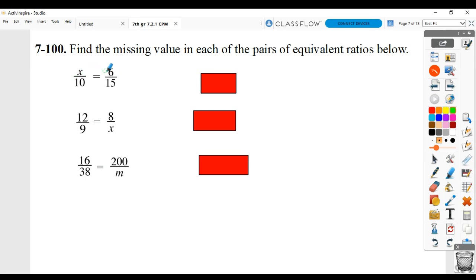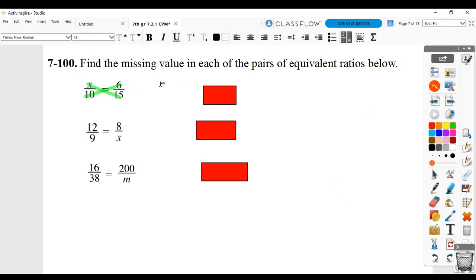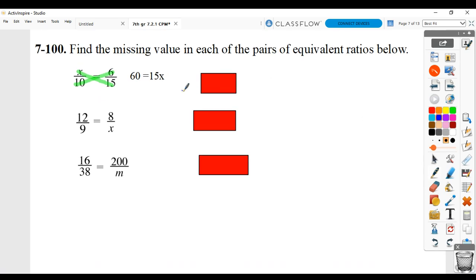Basically what you're doing is taking 6 times 10 and then dividing by 15. The other way to think of this, remember, is that this is basically an algebra equation. You're going to multiply diagonally across this way, and diagonally across this way, and what you end up getting is 6 times 10 is 60, 15 times x is 15x, and so then you're dividing both sides by 15 to get the value of x.